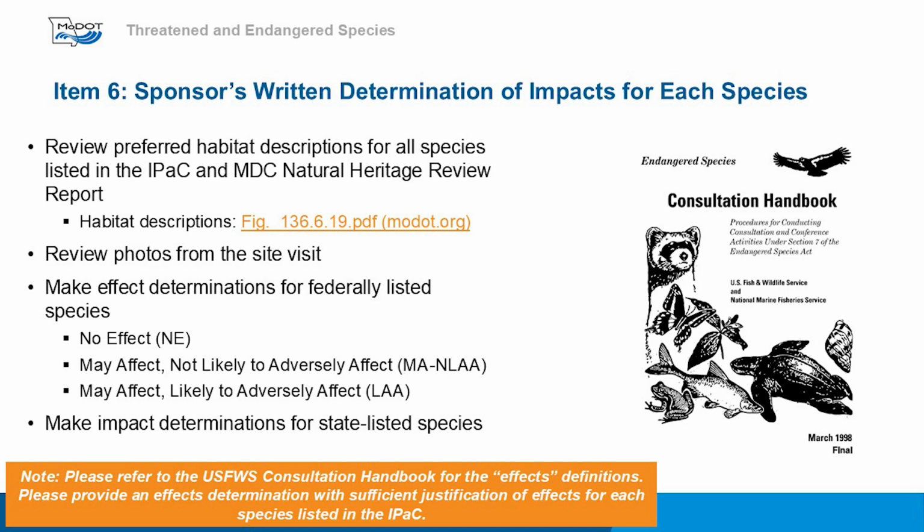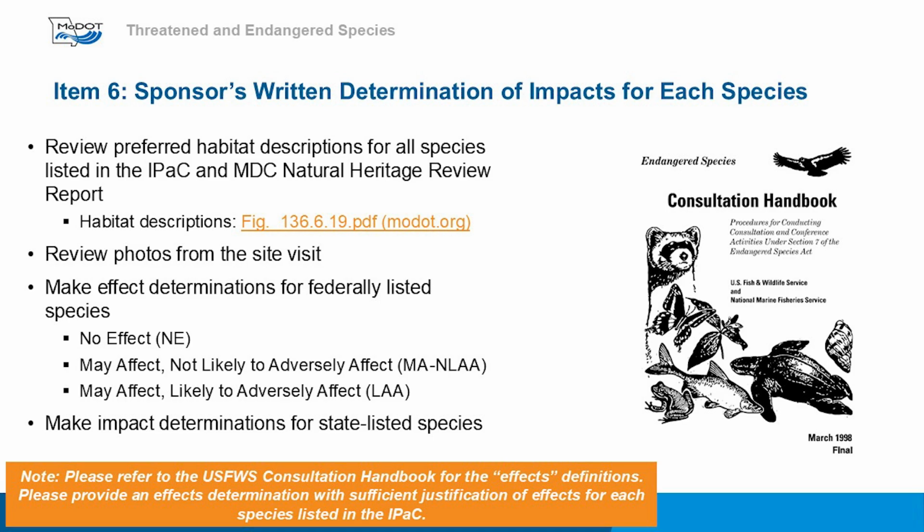An example of a no effect determination would be when a threatened and endangered freshwater mussel species is listed on the IPAC, but the project limits do not contain rivers, streams, or other suitable aquatic habitat features for the listed mussel.